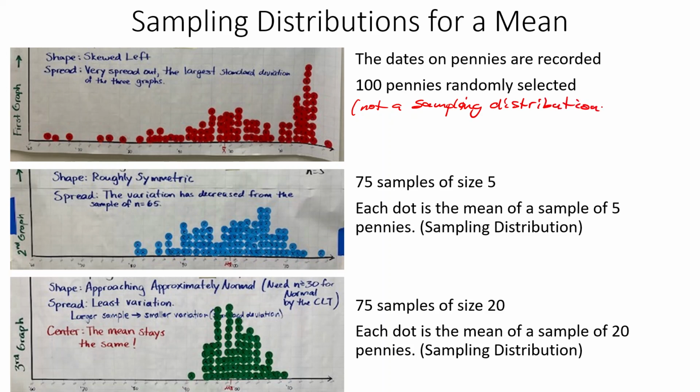So that is not one. This is just a sample of size n equals 100. So this is one sample of 100 pennies randomly selected from a big tub of pennies that I have in my classroom. And we just recorded the dates, and they go back from like the 60s all the way up to like 2019, I think is the most recent.